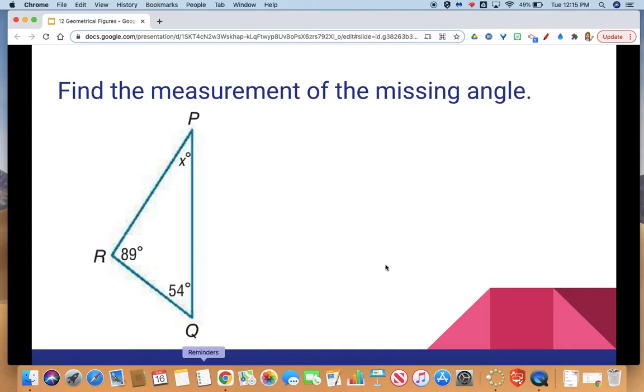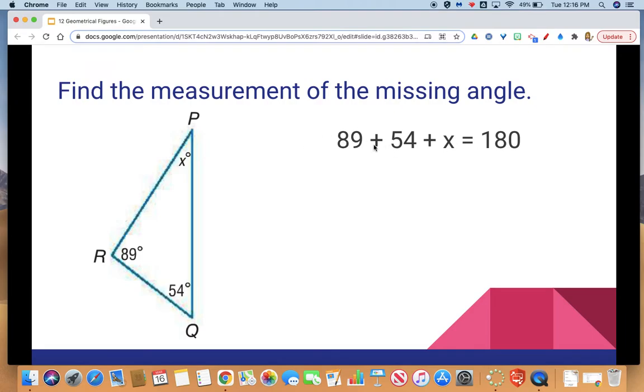So here we see that angle R is 89 degrees. Angle Q is 54 degrees. So how would we figure out what the missing angle X would be? Well, we would add up the 2 angles we know along with the unknown and set that equal to our total 180. Then we can solve this like an equation.